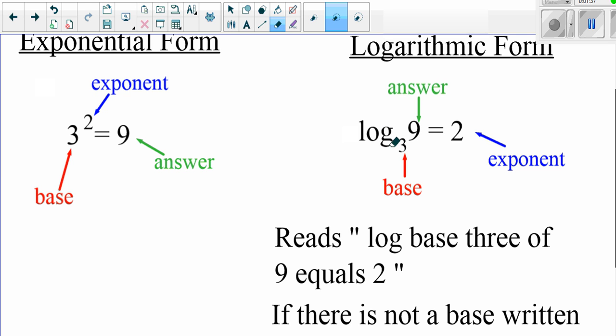So you'd read this as log base 3 of 9 equals 2. So logs ask what exponent makes this work, makes this true. So what exponent makes a 3 turn into a 9? That's what it's saying. What exponent makes the base turn into the answer?